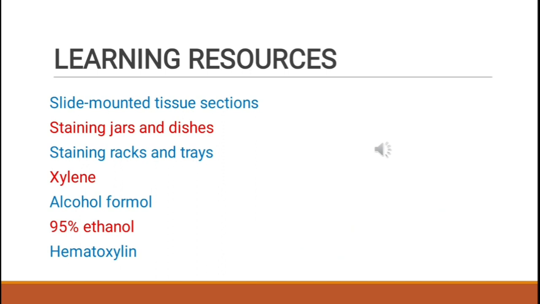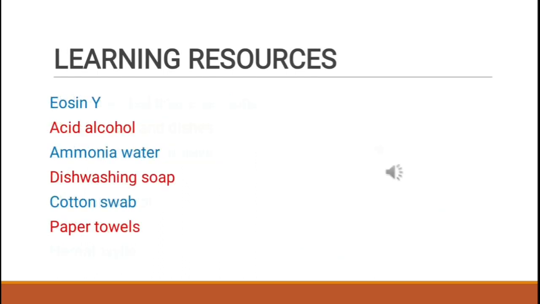The following are the needed materials for this activity. So you have slide-mounted tissue sections, staining jars and dishes, staining racks and trays, xylene, alcohol formol, 95% ethanol, hematoxylin, eosin Y, acid alcohol, ammonia water, dishwashing soap, cotton swab, and paper towels.